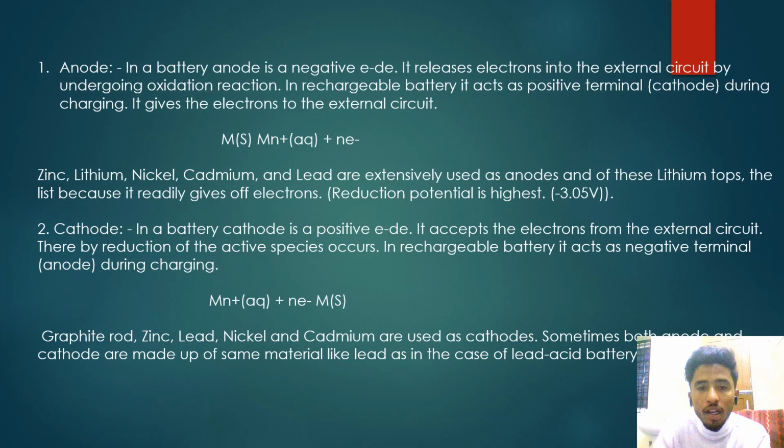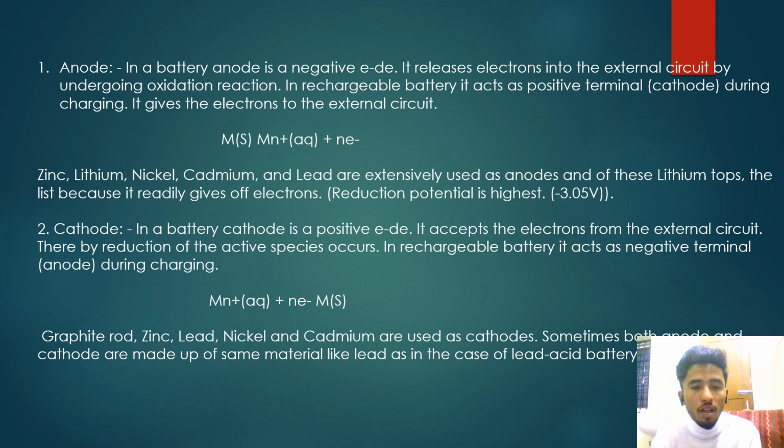The anode is the negative electrode of the battery. It releases electrons to the external circuit, undergoing the oxidation reaction. In a rechargeable battery, it acts as the positive terminal, like the cathode, during charging. It gives the electrons to the external circuit. I hope you understand. This is the equation: M goes to Mn+ plus ne-. Zinc, lithium, nickel, cadmium and lead are extensively used as anodes. Lithium tops the list because it is ready to give electrons, with a high reduction potential of minus 3.05 volts.